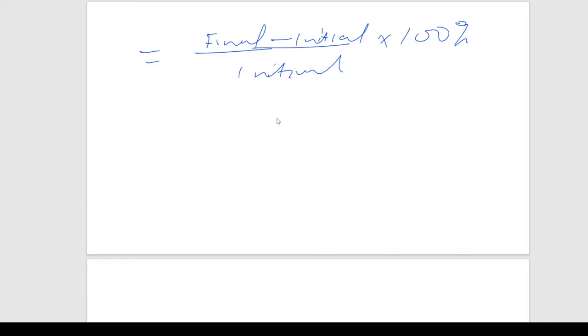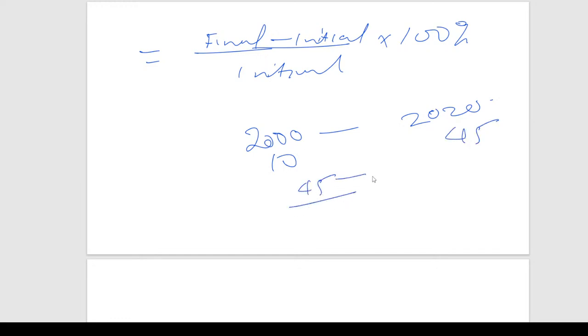But now, how do I know? For example, they want to know the percentage growth from 2000 to 2020. Maybe the growth here was 10 and the growth here was 45. So final, which is 45, minus initial, which is 10, divided by initial, which is 10, times 100. You have to show the working because we always mark the working. So you get the answer here.